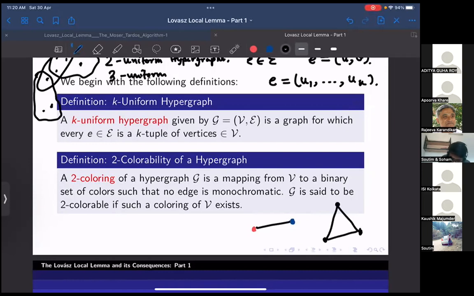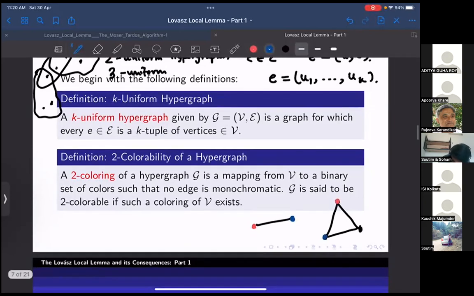So it is no longer two colorable, because if you start with red and ensure that this has a different color, and since you have run out of colors, you have to put one of the same colors back here. So that ends up giving you a monochromatic edge.